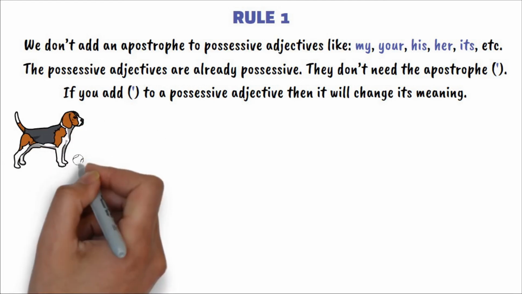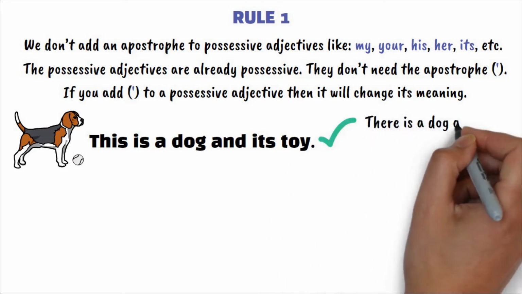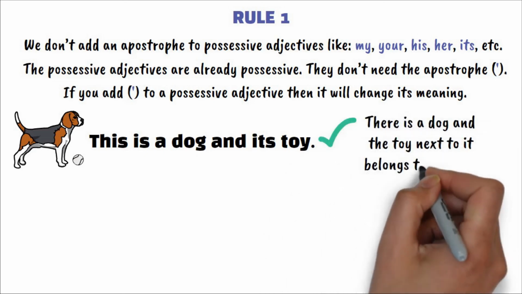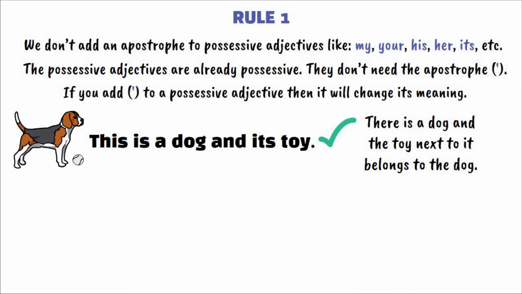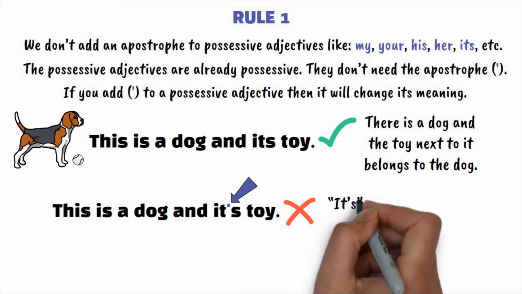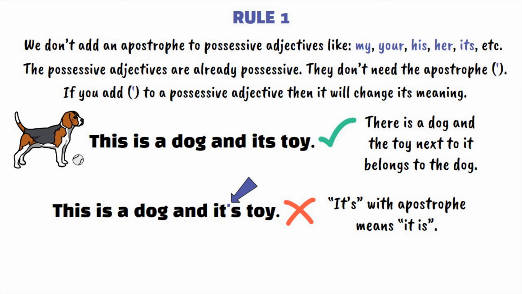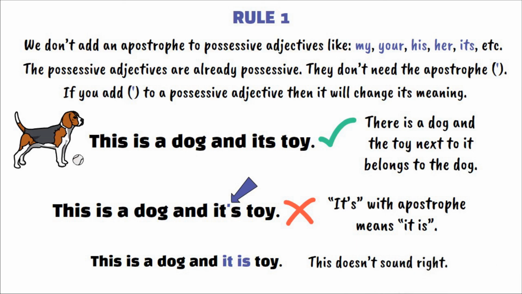Let's see an example. This is a dog and its toy. This is a correct sentence. It means that there is a dog and the toy next to it belongs to the dog. This is a dog and it's toy. This is an incorrect sentence. It's with an apostrophe means it is. So the whole sentence would read, this is a dog and it is toy. As you can see, this doesn't sound right.